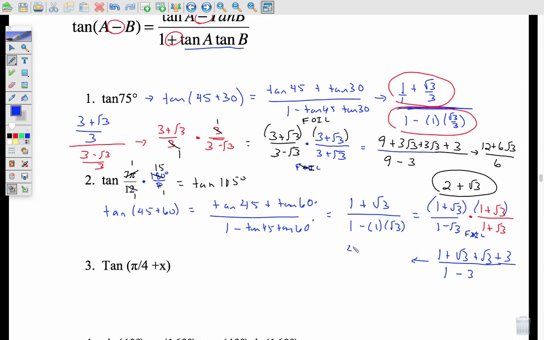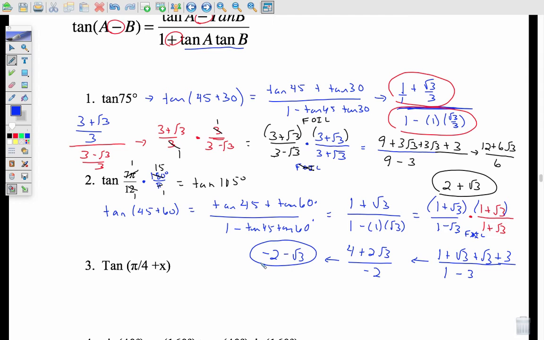Working this way, in our numerator, we combine like terms: 1 plus 3 is 4. Square root of 3 plus square root of 3 is 2 square root of 3. And 1 minus 3 is negative 2. And much like you saw with our last problem, we have terms that can be simplified. 4, 2, and negative 2 can all be divided by negative 2. So 4 divided by negative 2 is negative 2. 2 square root of 3 divided by negative 2 is negative 1 square root of 3.